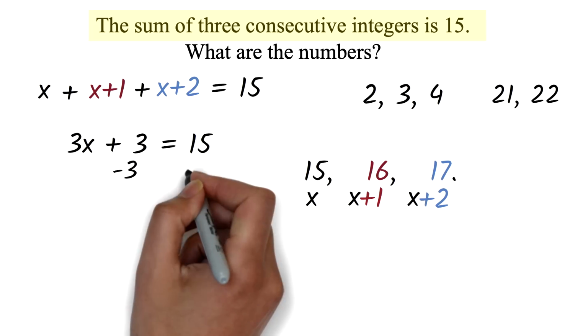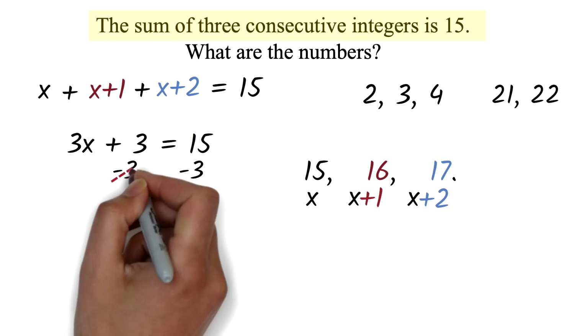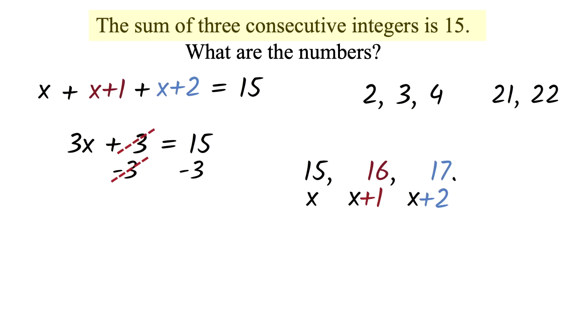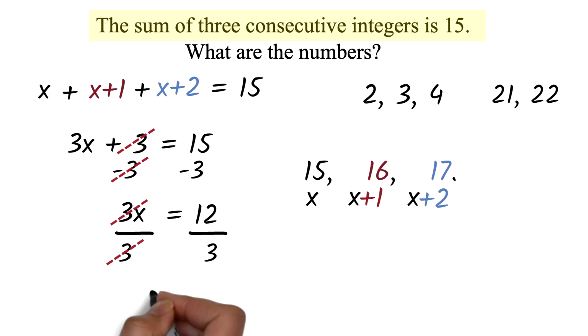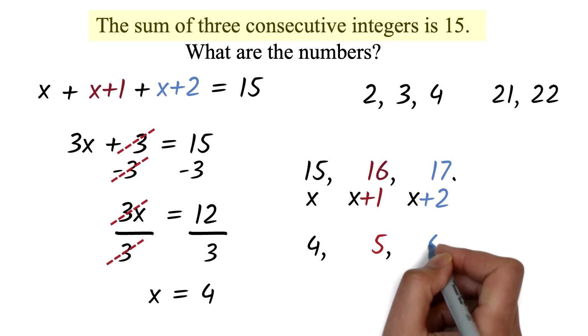We subtract 3 from both sides. The 3 will cancel out. 15 minus 3 will be 12. So we have 3x equals 12. Next, we will divide both sides by 3. This will cancel out. 12 divided by 3 is 4. Therefore, x equals 4. That means the first number is 4. The next two numbers will be 5 and 6.